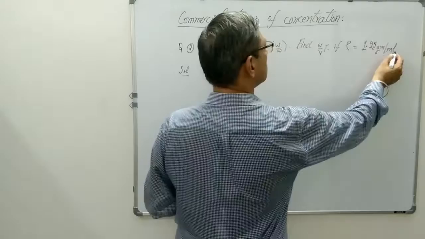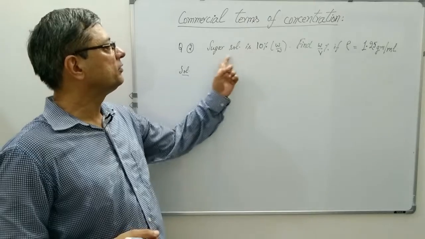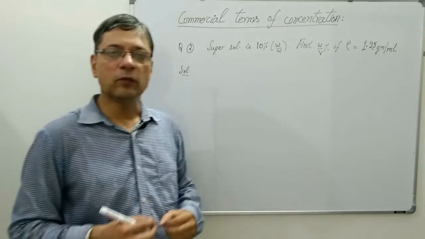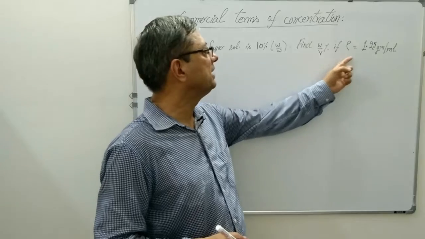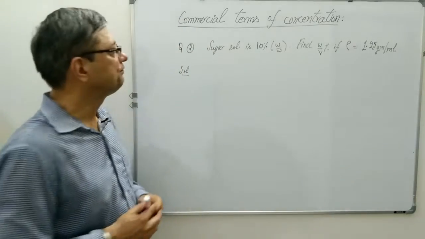Let's try one more numerical. Here the question is reversed. Now we are given a 10% weight by weight sugar solution, and we have to find out the weight by volume percentage of the solution if the density is 1.25 grams per ml.